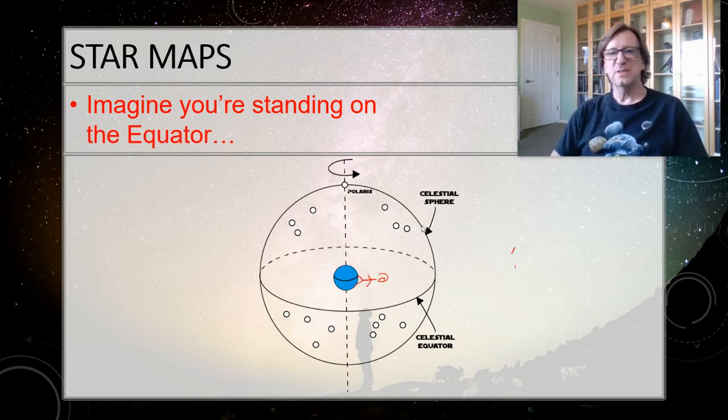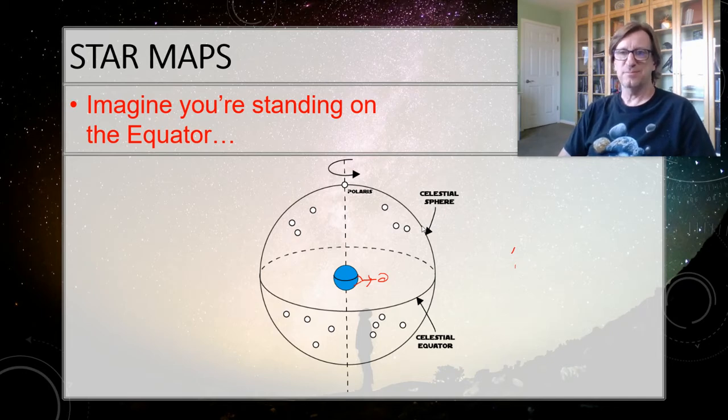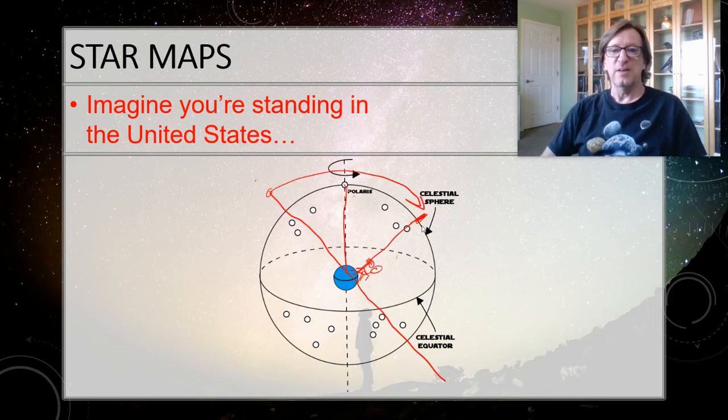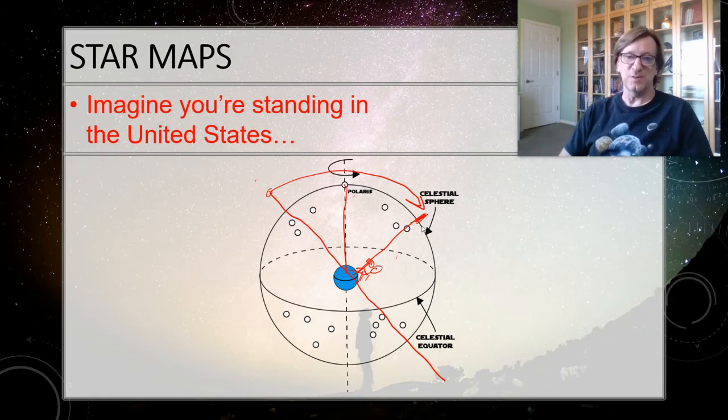How about here? What's the altitude of Polaris at the equator? The altitude of Polaris at the equator is going to be 0. Well, what's the latitude of the equator? The latitude of the equator is also 0. I think you're starting to see a pattern now. If I'm at 45 degrees latitude, then Polaris is at 45 degrees altitude. And in fact, Polaris's altitude is always exactly equal to your latitude.